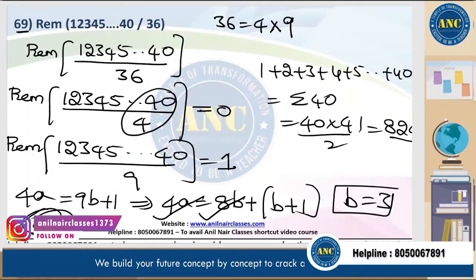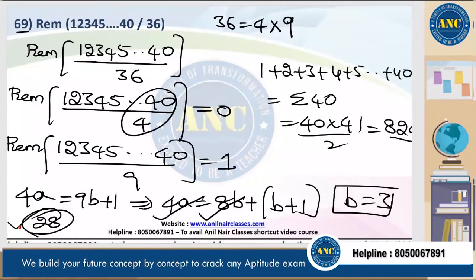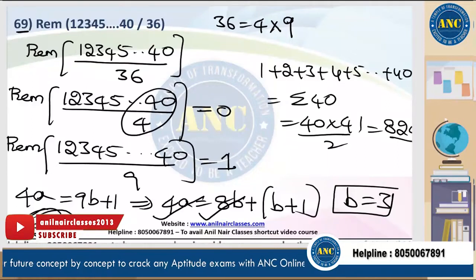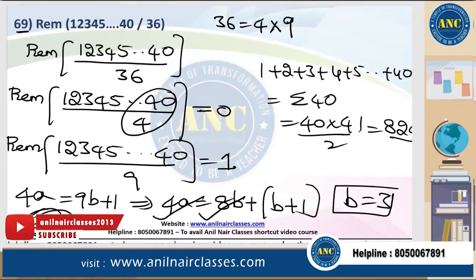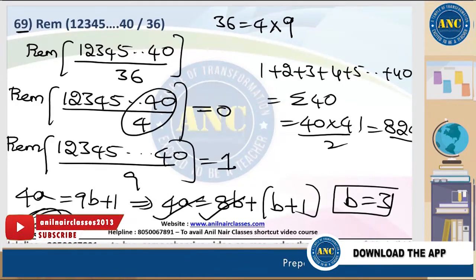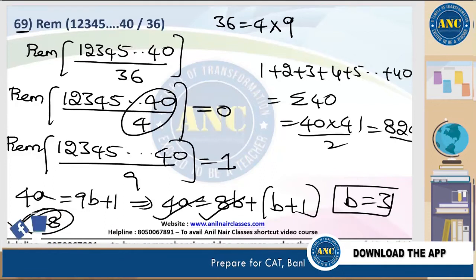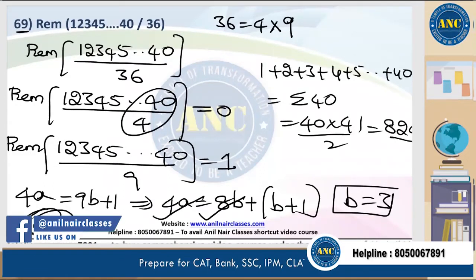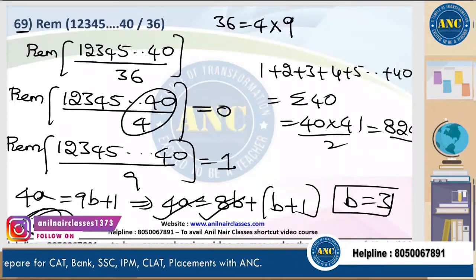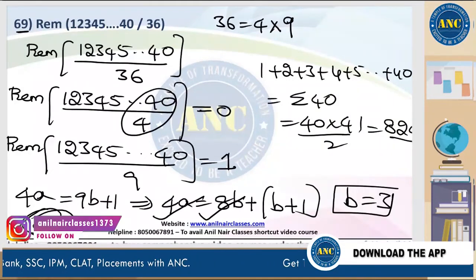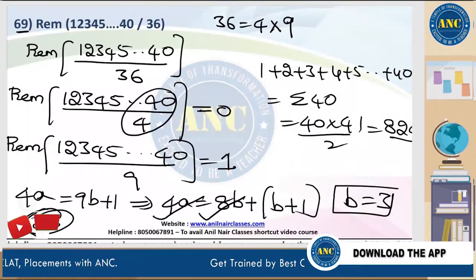Idea is clear. You can do 1 plus 2 plus 3 plus 4 plus 5. 10 you can write as 1 plus 0, 11 as 1 plus 1, 12 as 1 plus 2; even then the answer will still remain the same. I used a concept here: the sum of the first n natural numbers is n into n plus 1 by 2. Idea clear?